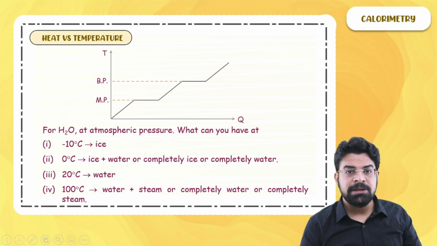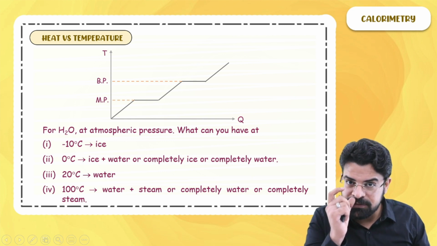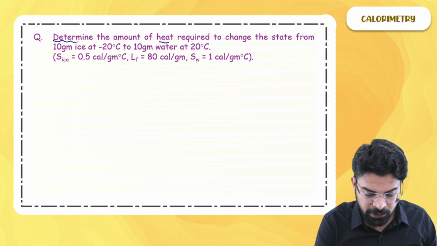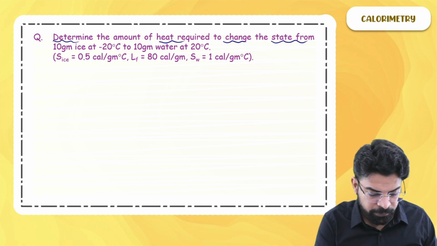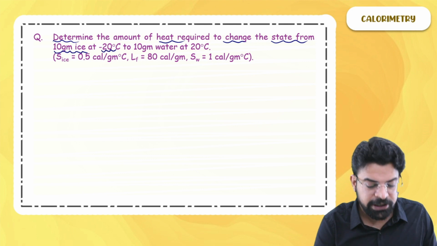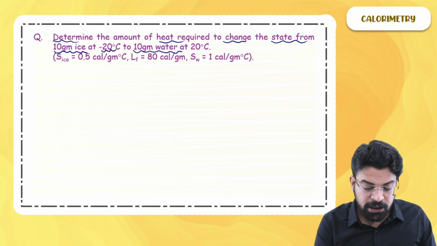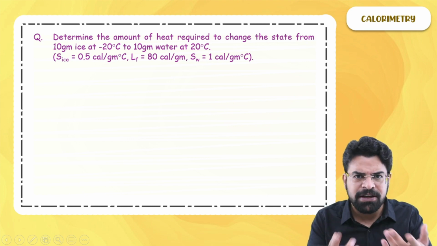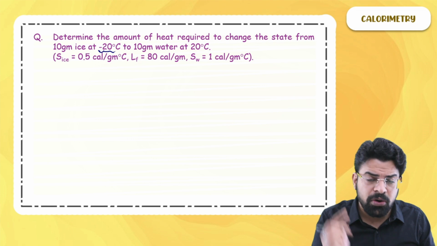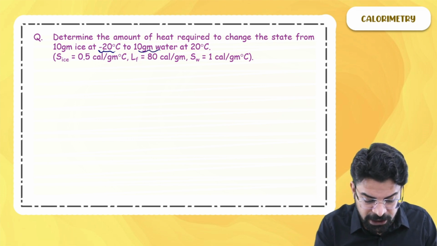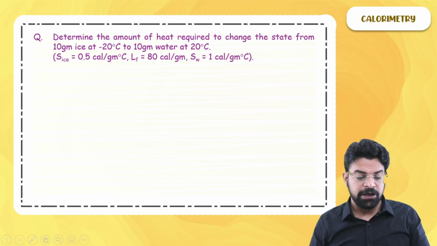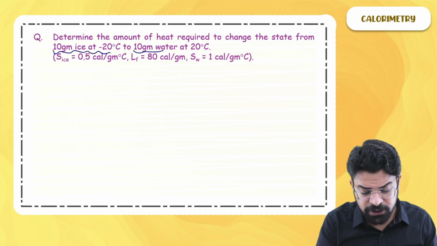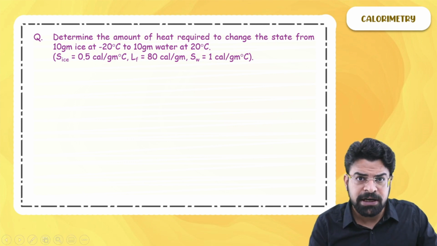Now let's do some problems to understand these phase changes easily. So the first question: determine the amount of heat required to change the state from 10 gram ice at minus 20 degrees centigrade to 10 gram water at 20 degrees centigrade. So initially you have got 10 gram ice at minus 20. Definitely if you have ice, the temperature should be 0 or sub-zero, so minus 20. To 10 gram of water at 20 degrees centigrade. So how much heat is required to convert 10 gram ice at minus 20 to 10 gram water at plus 20?